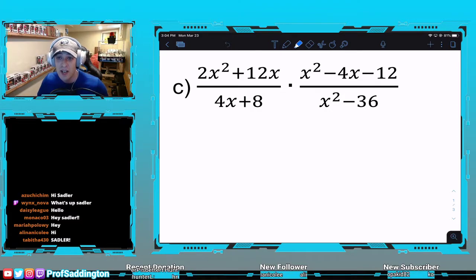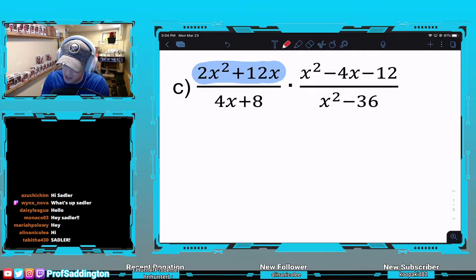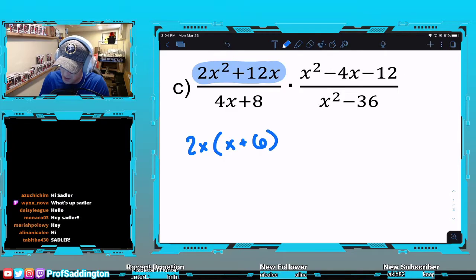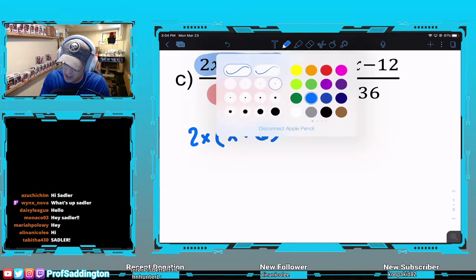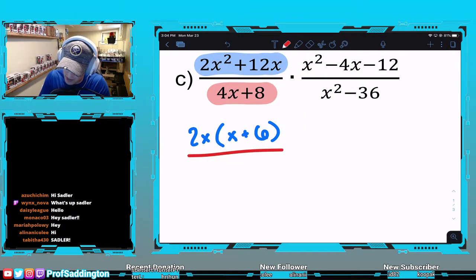As far as multiplying fractions go, the first thing that I said we have to do is make sure everything is factored first. So I'm going to look at each piece of this fraction and simplify it down. This top portion right here can be factored using GCF. I can pull out a 2x, and I would be left with x plus 6. I can factor the bottom portion, the denominator, again using GCF, and I can factor out a 4.